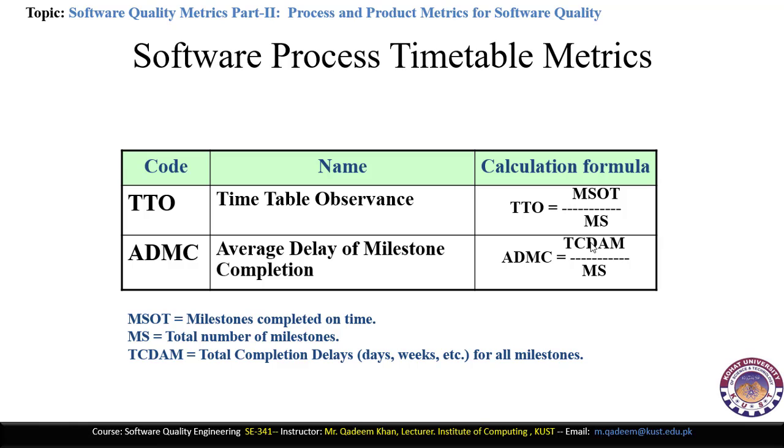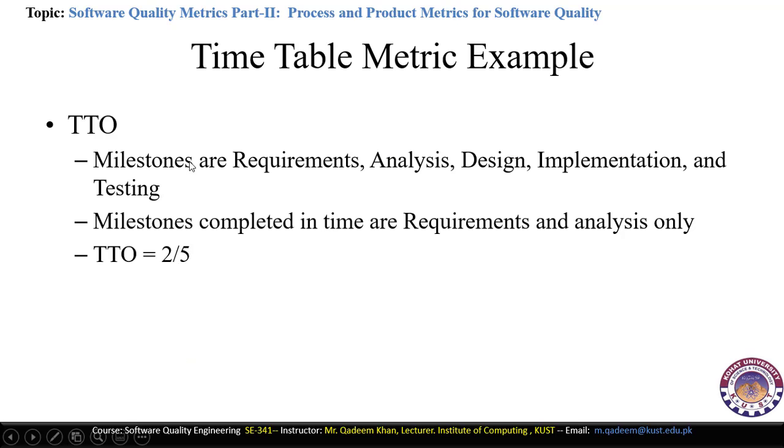Now we will conduct some examples of these metrics. So there are the TTO metric examples here. For example, the milestones are requirements analysis, design, implementation and testing. So you can see there are 5 milestones: 1, 2, 3, 4 and 5. Milestones completed on time are only requirements and analysis, while design, implementation and testing are late. So that's why the TTO value will be 2 divided by 5. That means milestones completed on time divided by the total number of milestones.